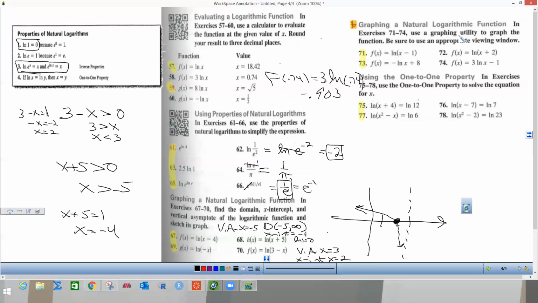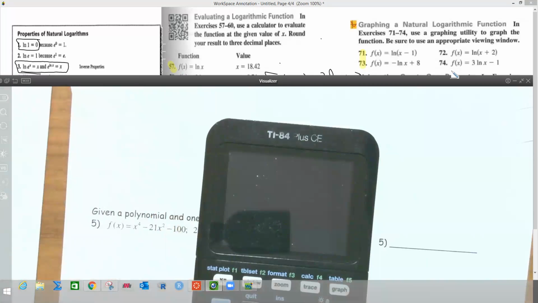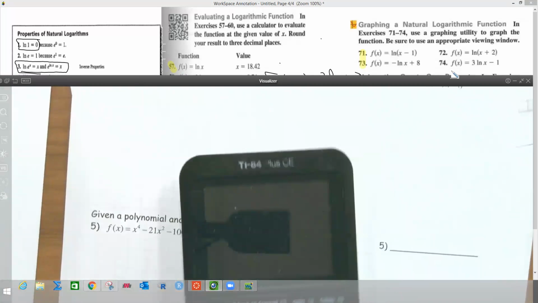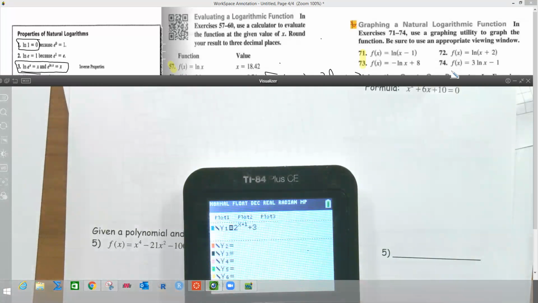Coming up here, it says use a graphing utility to graph the function. Be sure there's an appropriate viewing window. So I'm going to go back and show you how to do this. I'm only doing one of these. We could do this just like we did the last one. By the way, that second one, number 74, would have a vertical stretch of 3 and a vertical shift down 1. So I'm going to go y equals and clear out the last problem we did from the last video.